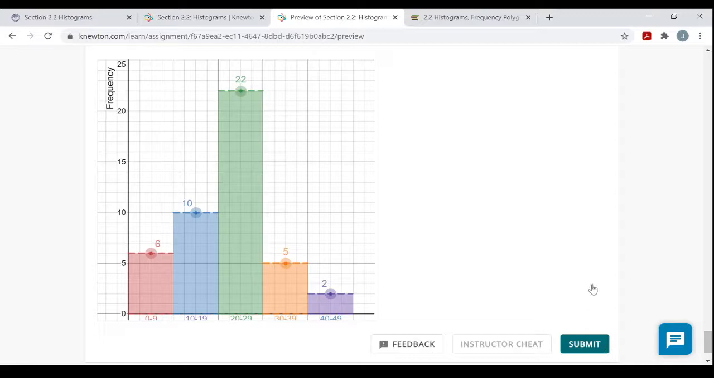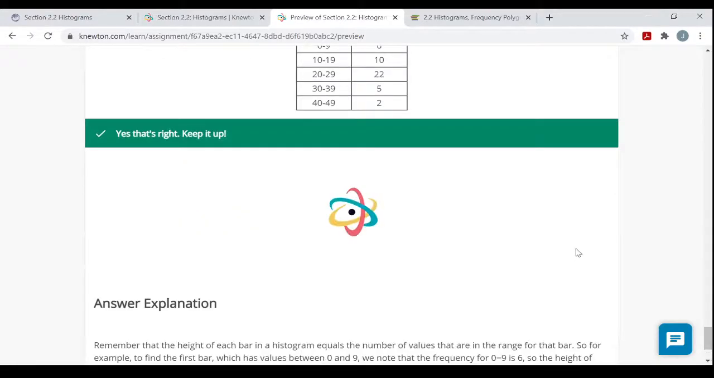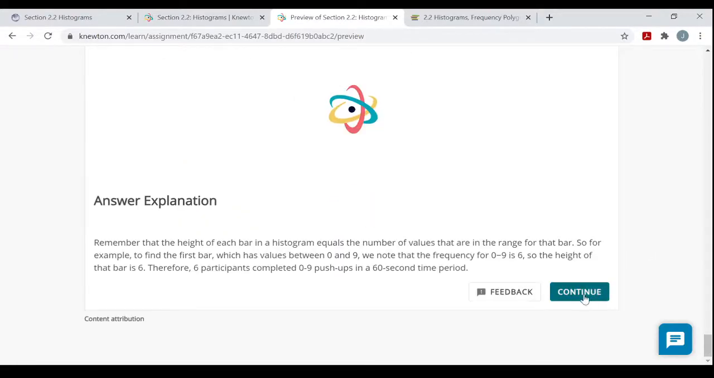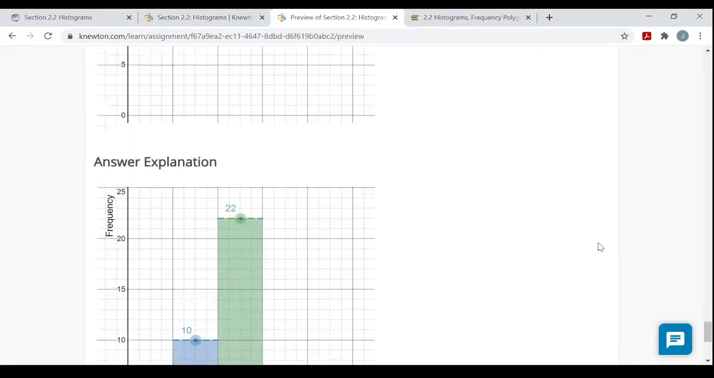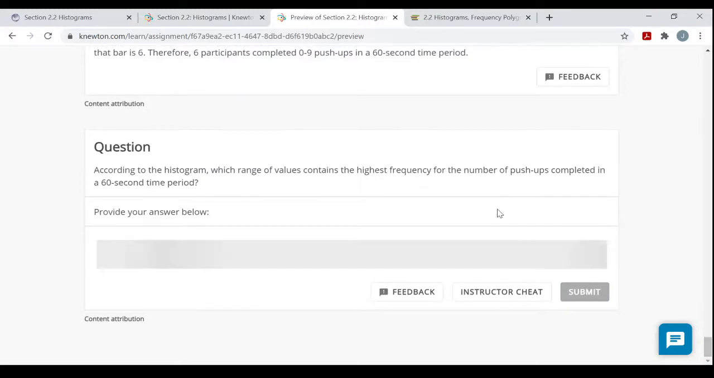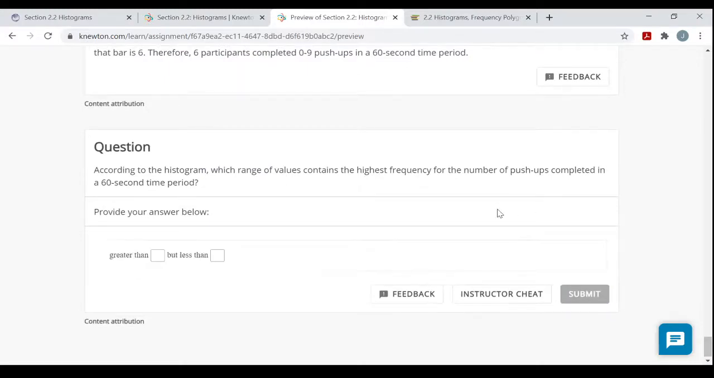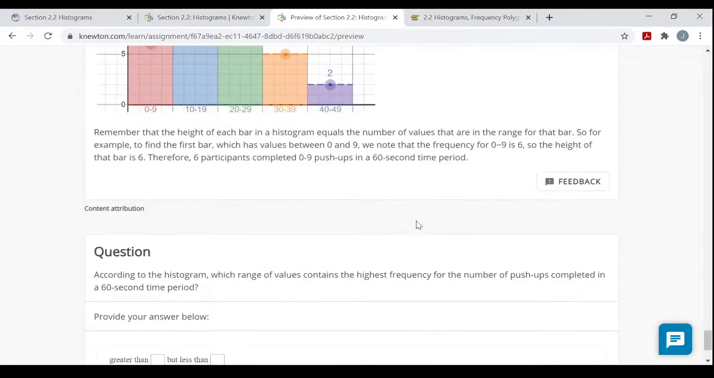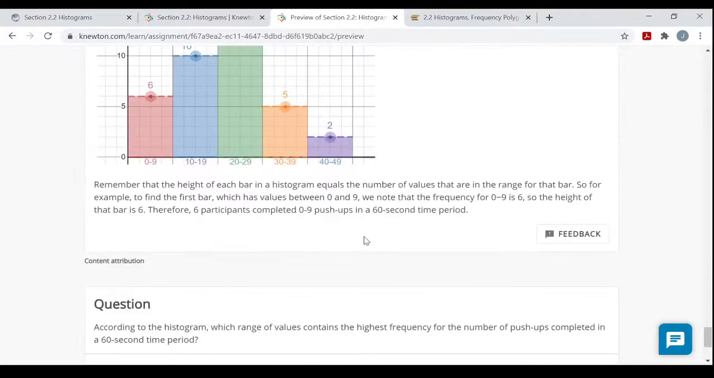Looks good. Great. Continue. And then a question about this, right? You should be asked to interpret them as well. Here's a question about the histogram. According to the histogram, which range of values contains the highest frequency for the number of push-ups completed in a 60-second period? So which range of values?